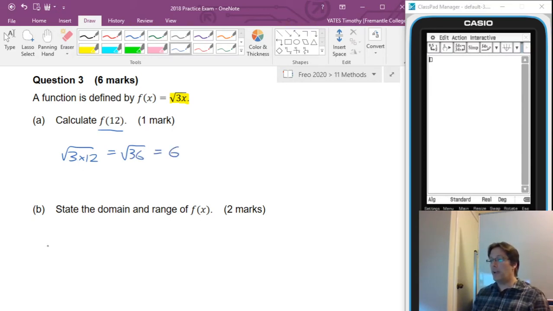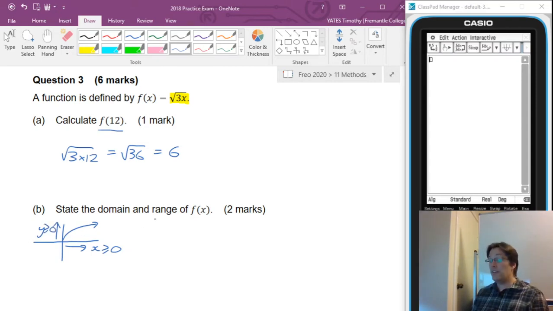What's the domain and range of f of x? This is going to be a square root function that looks a little bit like this. Now x can take any value that is greater than 0. It can also be equal to 0. And likewise y can take any value that is greater than or equal to 0 there.